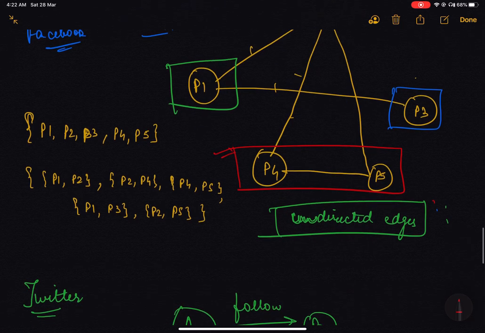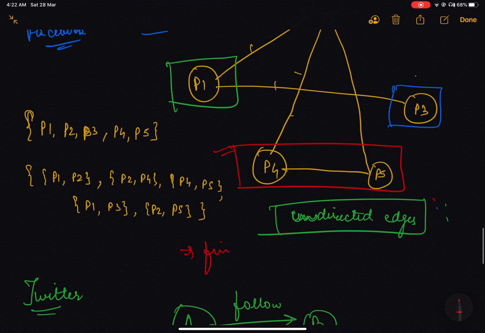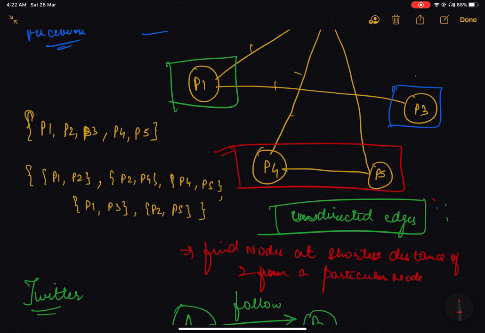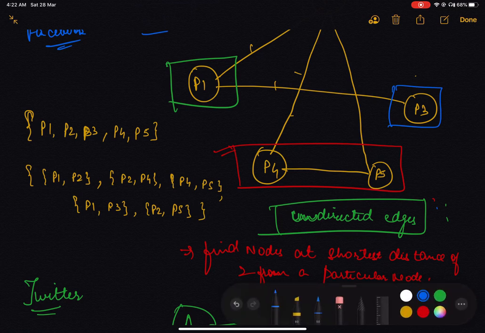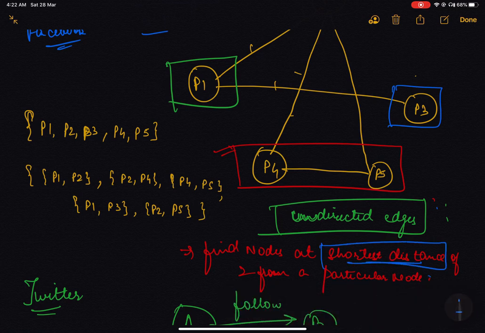This problem is nothing but equivalent to finding nodes at shortest distance of 2 from a particular node. We will study shortest distance and all other things in detail in future videos. But this can act as a good motivation of why graph is an important data structure to study.